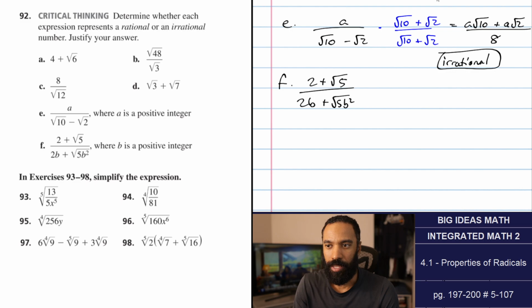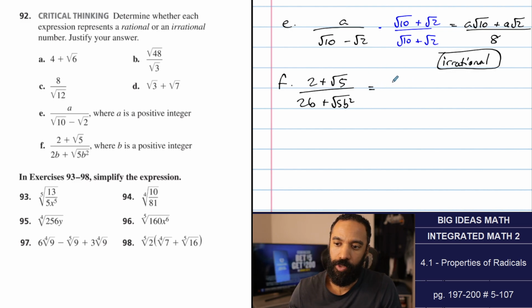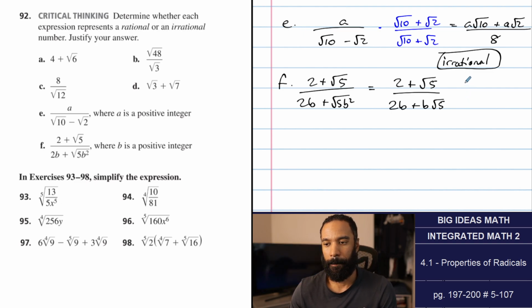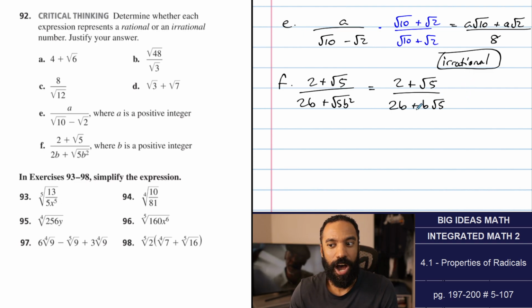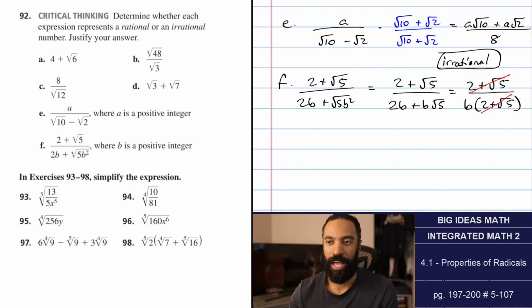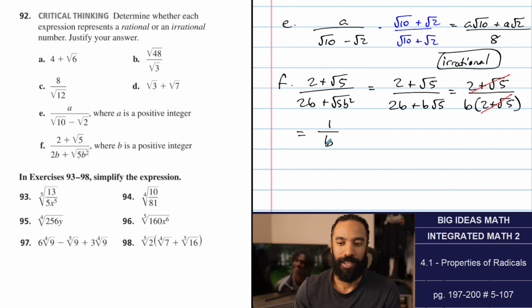Root b squared is b. Let's do that again. 2 plus root 5 over 2b plus b root 5. B is a common factor down here. When you factor b out, you have 2 plus root 5. Now 2 plus root 5 is a common factor on top and bottom. They can divide, and you're left with 1 over b.